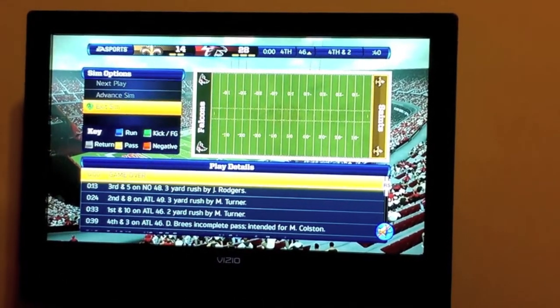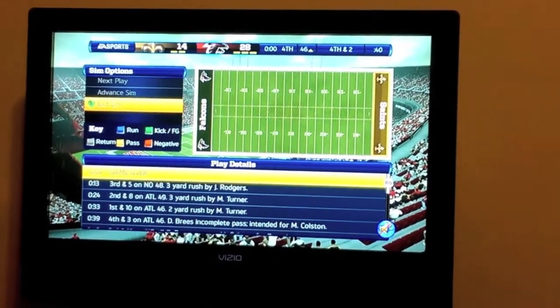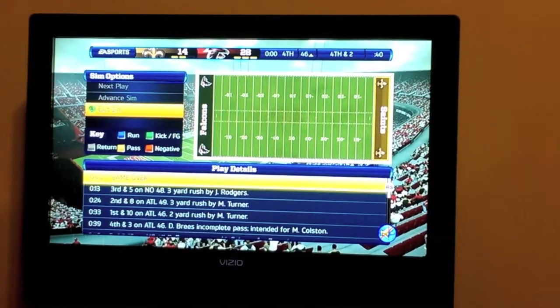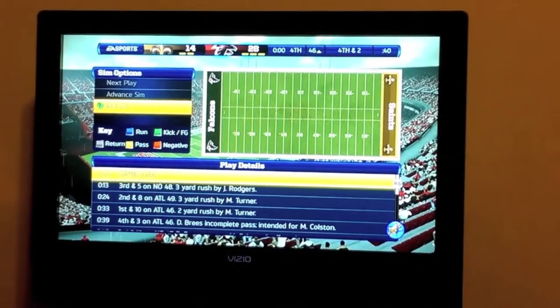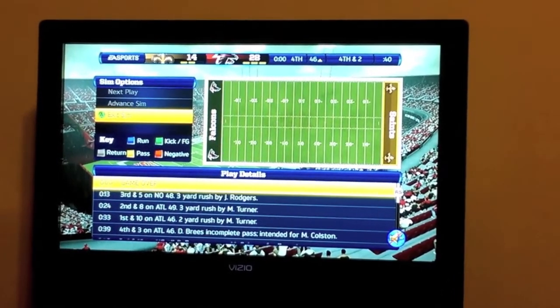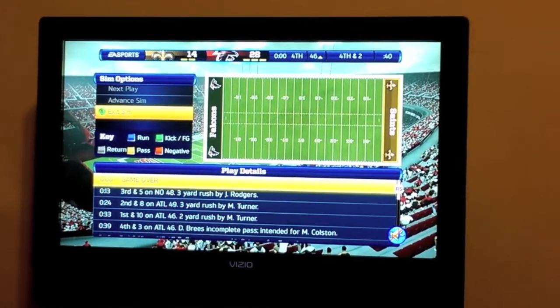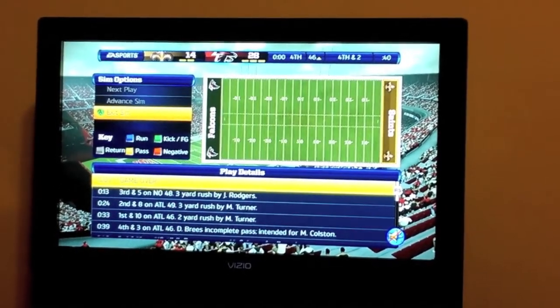So at the end of the game, we can see all these statistics, and what we're looking for is the final score between the two teams, particularly the Atlanta Falcons' points scored.